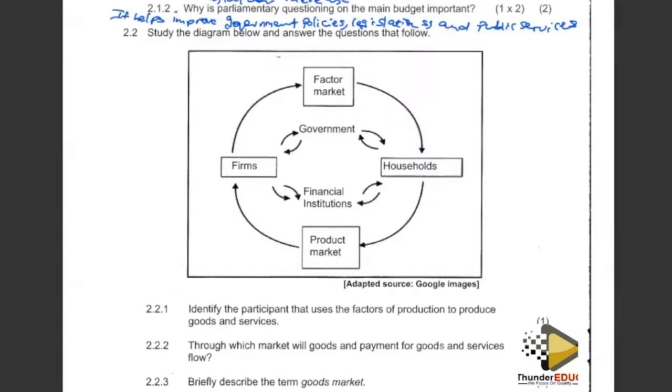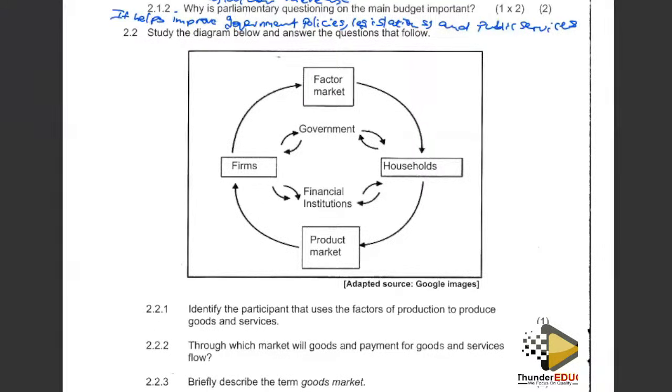And also, we have the households. What do we mean by household? Households, we refer to one person or a group of individuals who are sharing the same living arrangement. Now here we have the product market. The product market, remember, is a platform where goods and services are being bought and sold. Here we have the firms. What do we mean by firms? Firms, we refer to entities that are established with the aim of making profit.